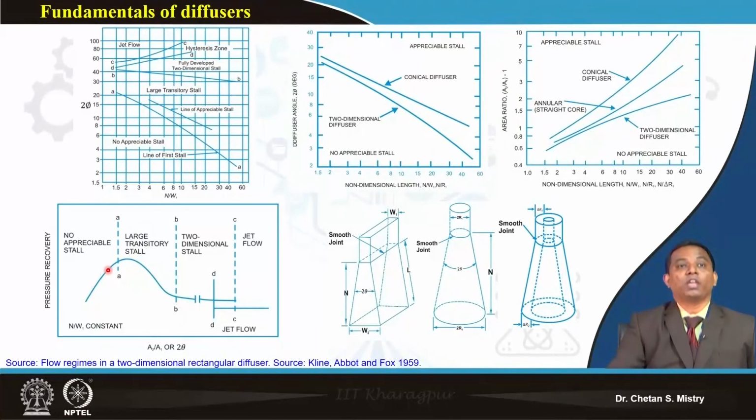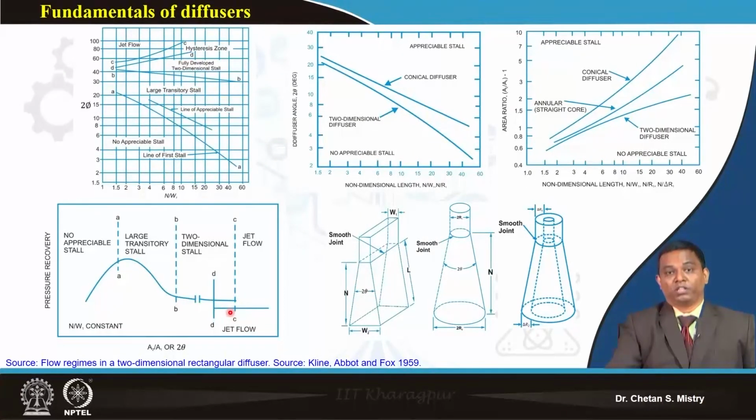Okay. Now if I go with an increase of my area ratio, here if you look at, it says that will lead to large transitory stall, and my pressure recovery is going to reduce. Okay, if I go so greedy, then there may be chances that I will have two-dimensional stall, and further increasing it may give you jet flow.